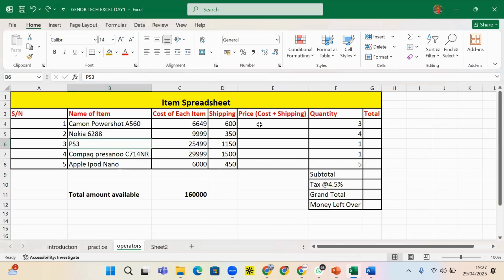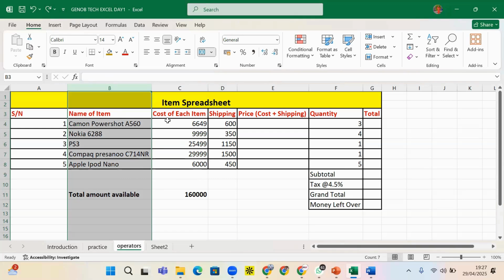So the first one is the addition operator. What does addition do? We have this data here. This has to do with shipping. So someone or a company purchased these items here in column B. The items include Canon, which is a printer, Nokia, PS3, Compaq, Presano, Apple, iPod. So these were the items purchased by the company, right?